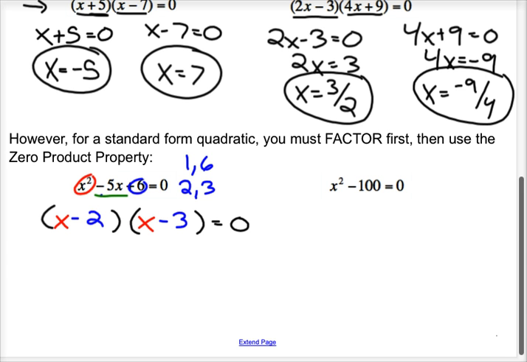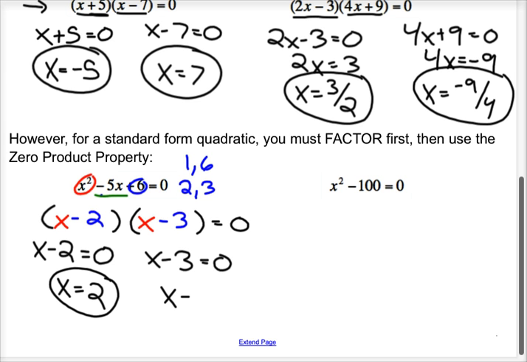Now I'm going to apply the zero product property. I'm going to take both pieces, both parentheses, and I'm going to set them equal to 0. So I get my first solution of 2, my second solution of 3, and now I'm done. When the instructions are to solve, I should be getting legitimate number answers, numerical results.